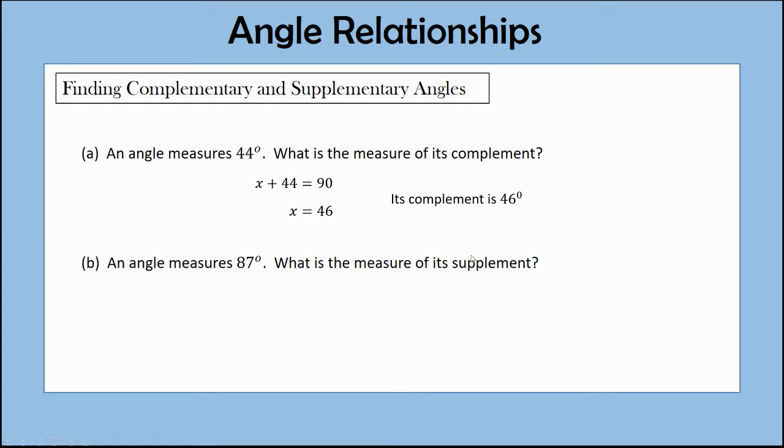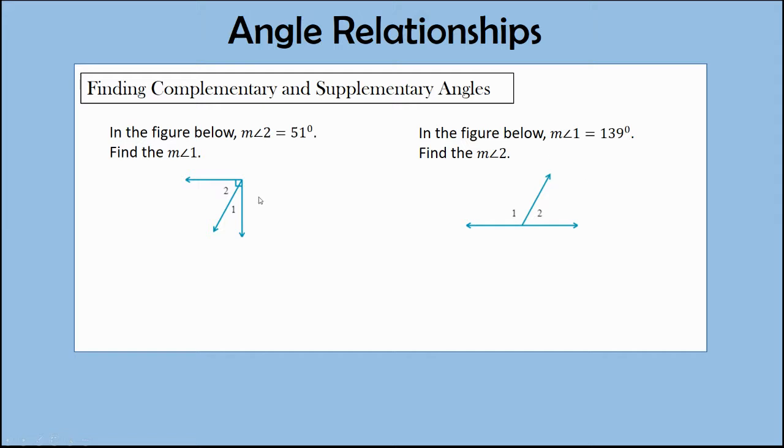To find the supplement of an angle, you'd be finding what you need to add to it to make 180. So in this case, 93. 93 plus 87 is 180. So the supplement of an 87-degree angle is 93 degrees. So they're kind of written like this, the first few questions tonight. Okay, then we'll get some that look like this.